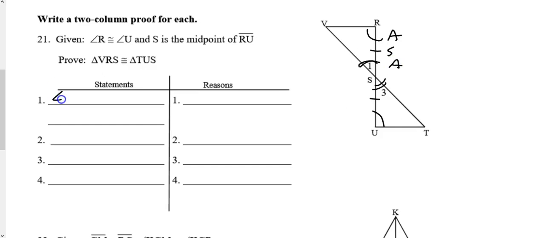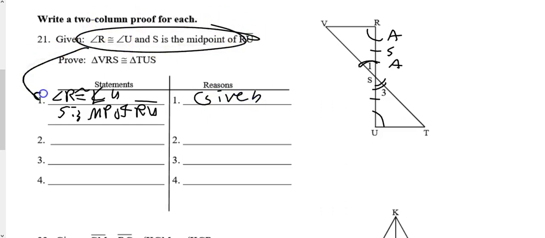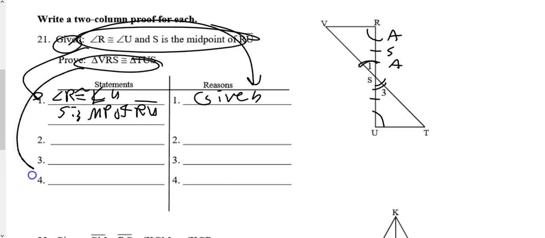So we're going to first say that angle R is congruent to angle U. And S is the midpoint, we can abbreviate to save space, of RU. Given. Remember, all you have to do is take this and write it here. And this is the reason. That's all you do is copying. And this has to be our last line. So I can even write that right now. Triangle VRS, that's an R, not a B, is congruent to TUS. And we know it's going to be ASA. We see that in our drawing.